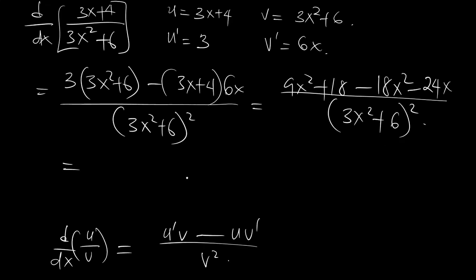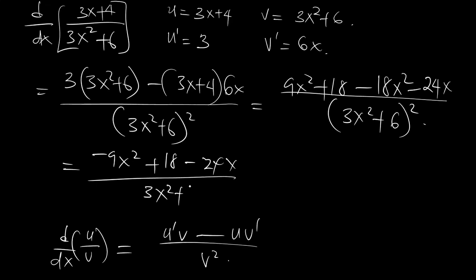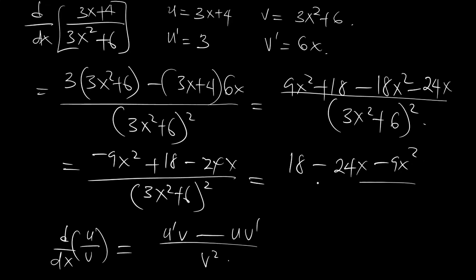So this 9x squared is the same with this, so we add them together, 9x squared minus 18x squared, so you have minus 9x squared. Then this you have plus 18 minus 24x divided by 3x squared plus 6 all squared. This will give you 18 minus 24x minus 9x squared divided by 3x squared plus 6 all squared.